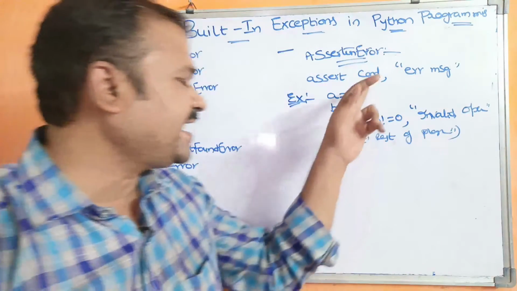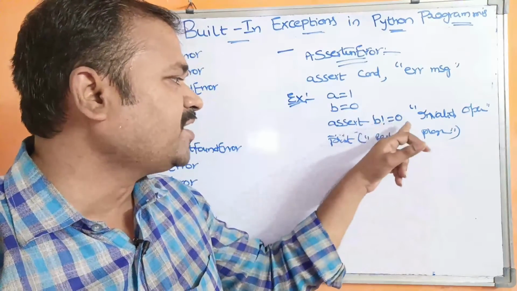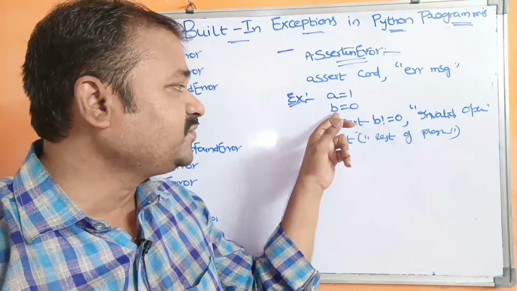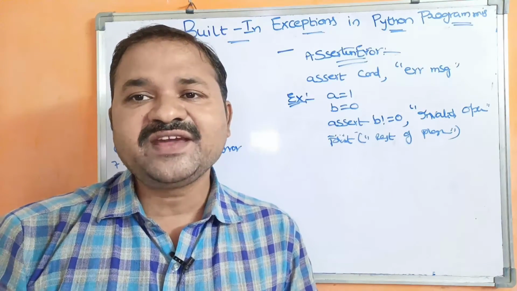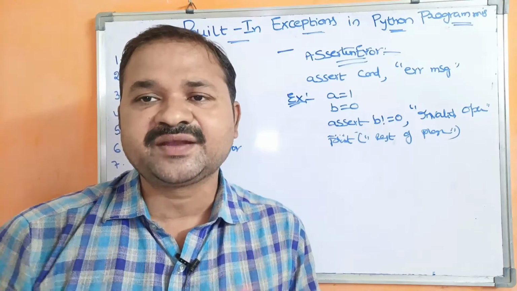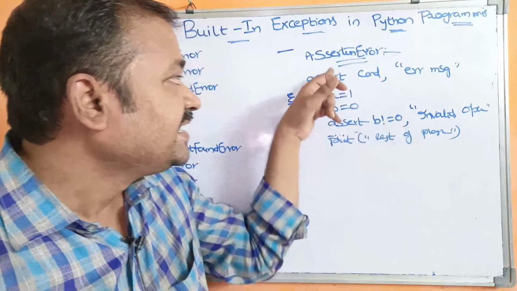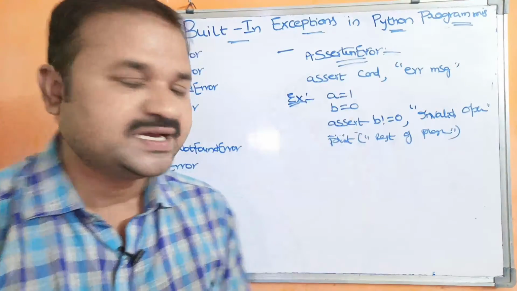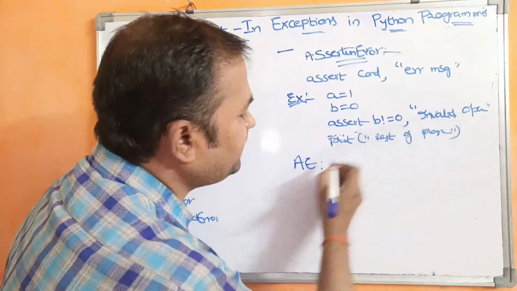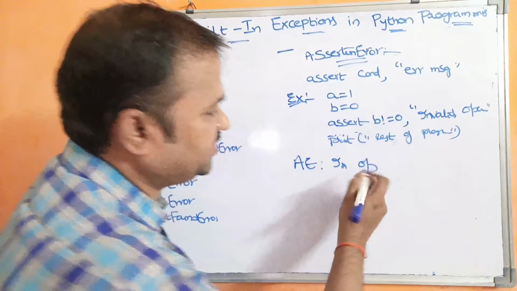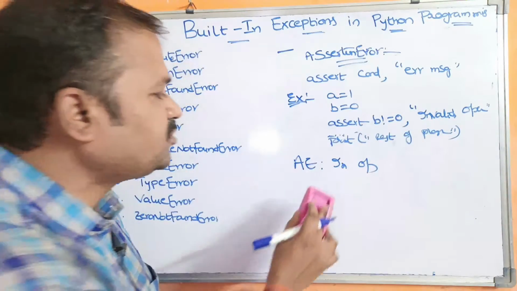Now what will happen? A is equal to 1, B is equal to 0. Assert B not equal to 0. But what is the B value? 0. 0 is not equal to 0, so the condition is false. Whenever the condition is false, the program execution will get stopped and it will return assertion error with this message. So we will get the output assertion error colon, and the message we passed, invalid operation. The program will get abnormal termination, so the remaining statements are not going to be executed.